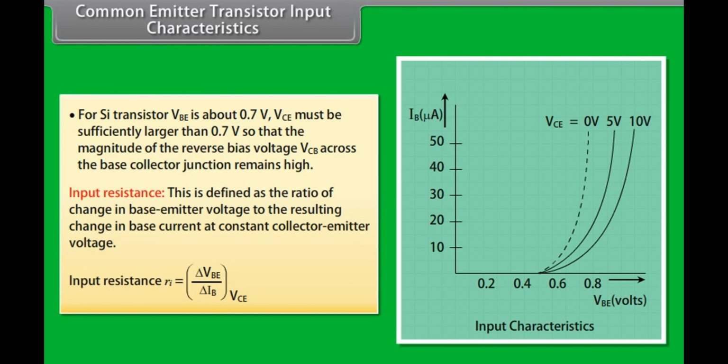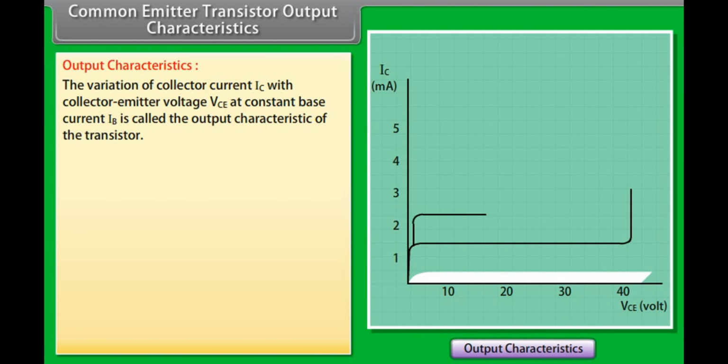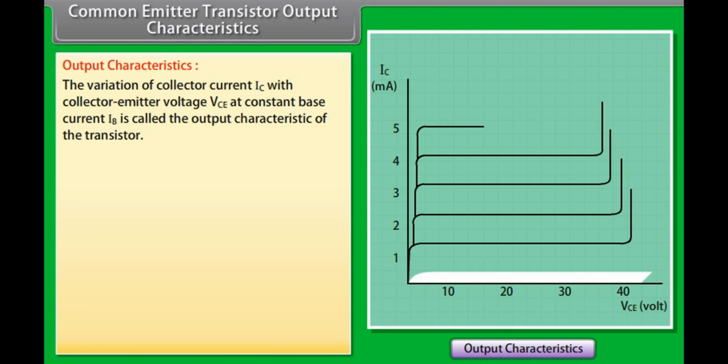Input resistance. This is defined as the ratio of change in base emitter voltage to the resulting change in the base current at constant collector emitter voltage. Common emitter transistor output characteristics. Output characteristics. The variation of collector current IC with collector emitter voltage VCE at constant base current IB is called the output characteristic of the transistor.